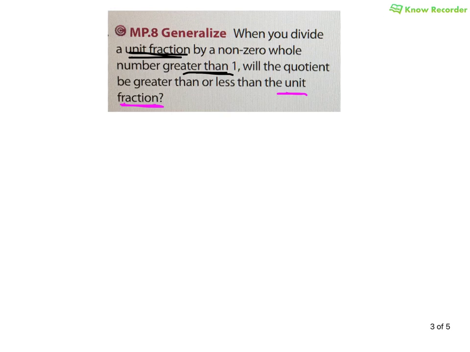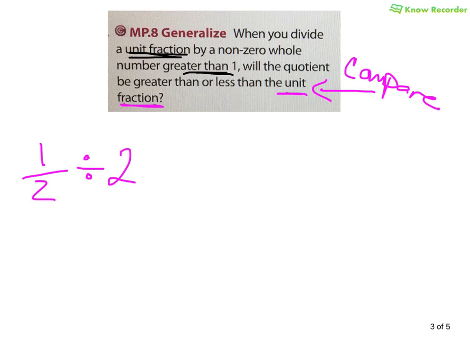So what's that saying here? It's saying you're going to solve a problem and then compare it to the unit fraction, not to the other whole number. So if I set this up, they want me to divide a unit fraction. I'll pick 1/2 because it's the easiest. And I'm dividing it by a whole number that's greater than 1. I'll use 2.